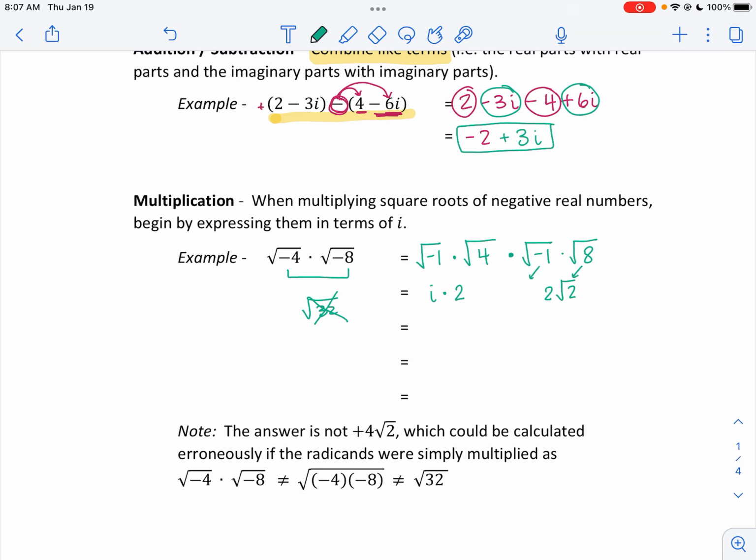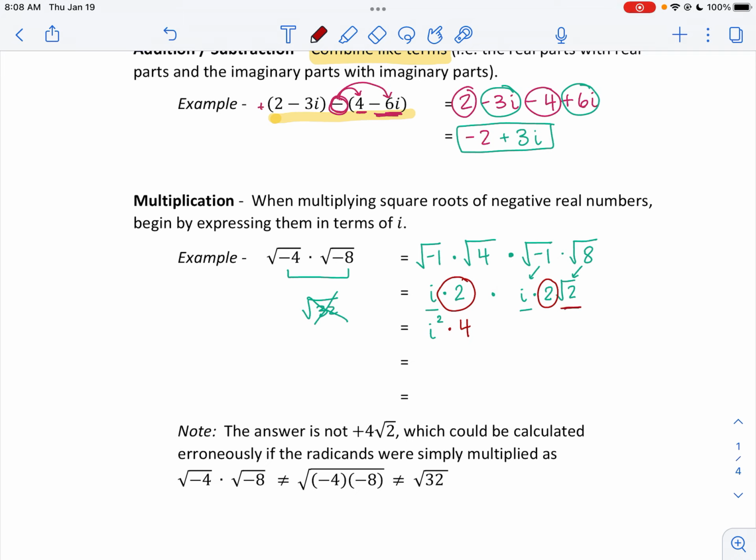The square root of -1 becomes i. So when we multiply these 4 parts, it's not terms because they're separated by multiplication signs. 1, 2. Those 2 become i squared. And let me change the color. 2 is a real number. This 2 is a real number. So we multiply those 2 and get 4.